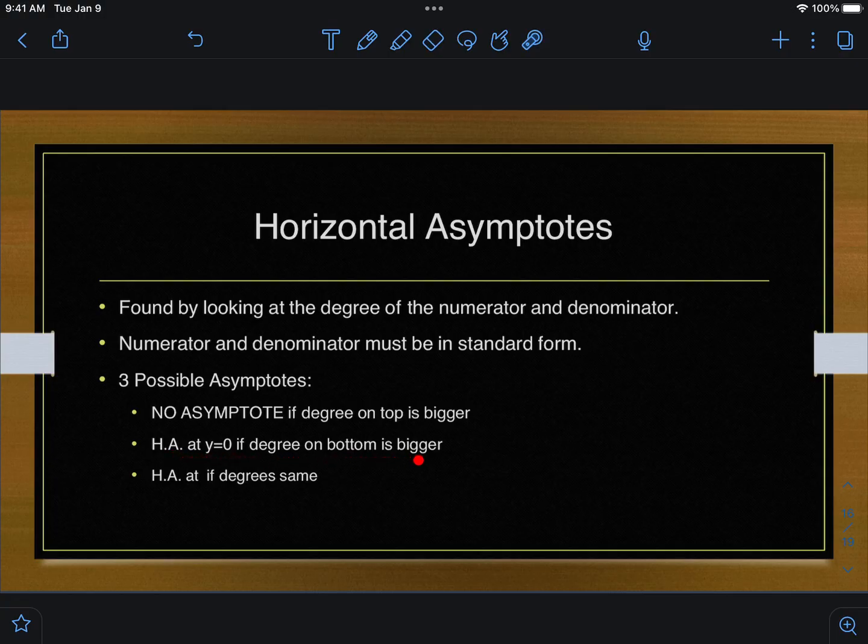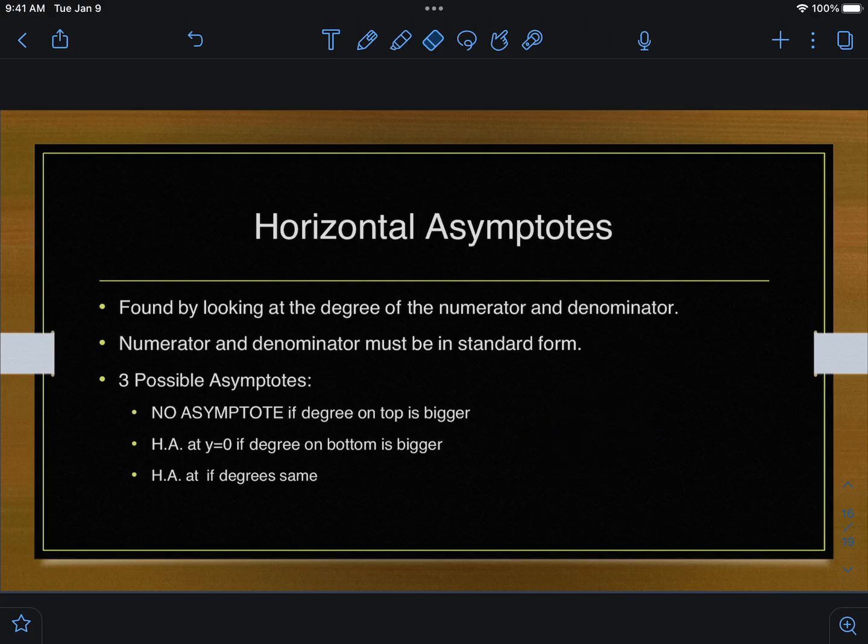If the degree on the bottom is bigger, it's automatically going to be y equals 0. So if we flip that last example, if it was like x minus 2 over x squared minus 9, now the denominator has the bigger degree, and that's automatically going to have a horizontal asymptote at y equals 0.